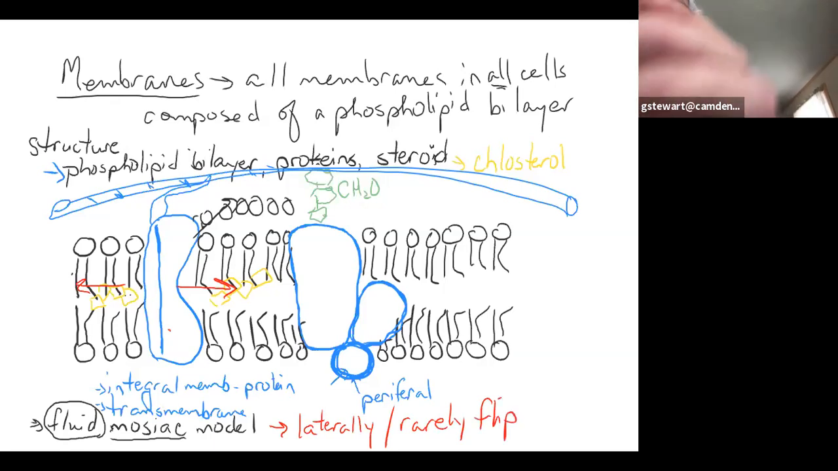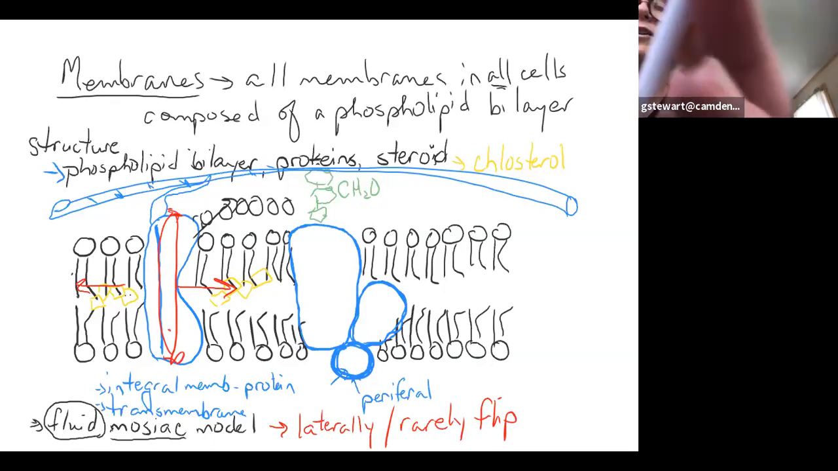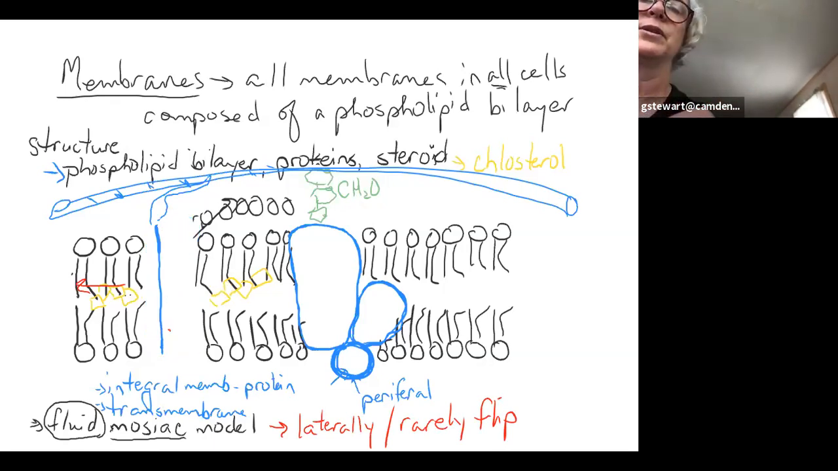And what I mean by flip is this side of the protein, like here where I've highlighted in red, rarely changes places with the inside and vice versa. That usually does not happen. I'm going to erase that. Yeah, took out my whole protein.